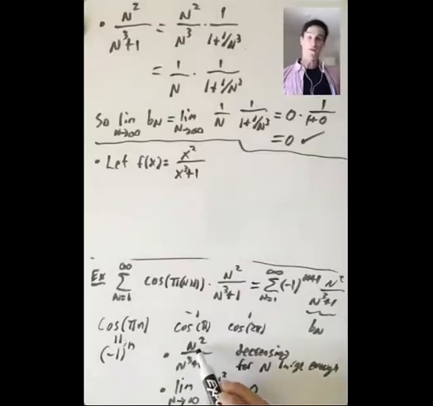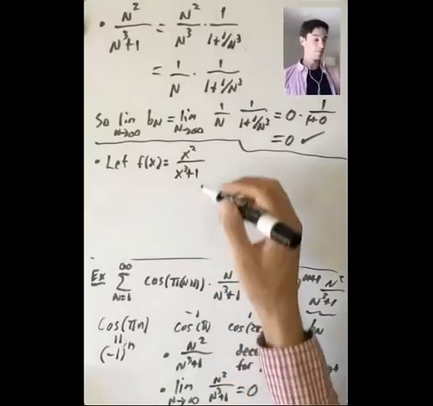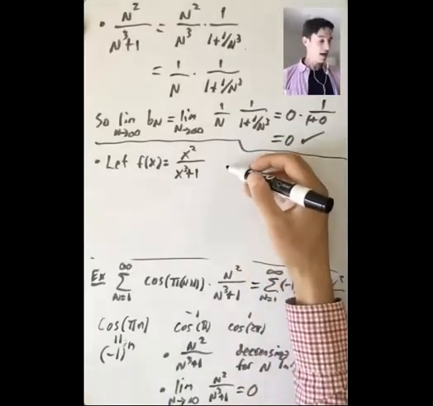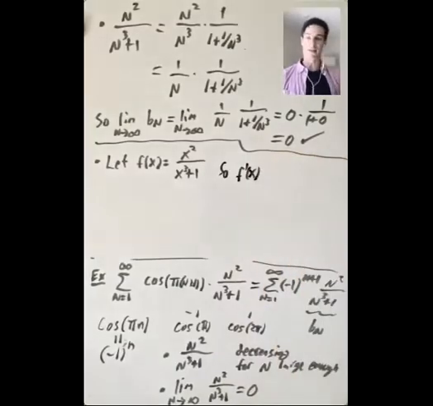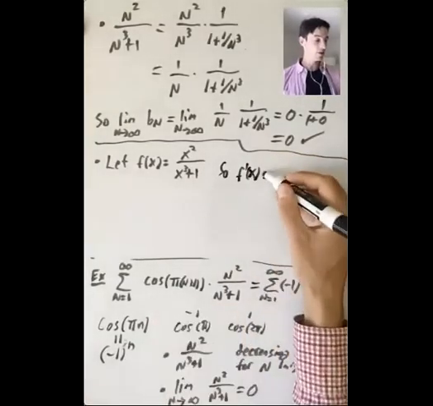So let's define a function f of x so that f of capital N is equal to bn. Okay, and now the idea is to apply the first derivative test. So what is the derivative? Well, we'll use the quotient rule.